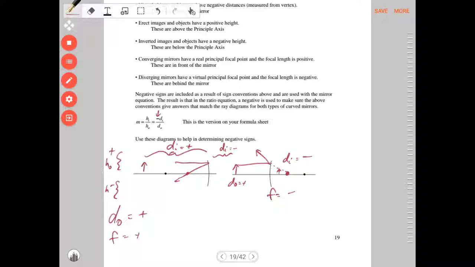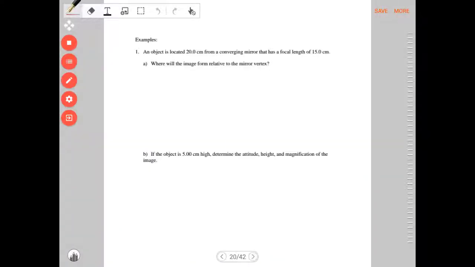In this case, HI, the height of the image, would be positive. The height of the object would be positive too, because remember, up here H is positive, and down here H is negative. Hopefully those pictures help a little bit. Again, we'll do some examples and hopefully it all makes sense. All right, so let's have a look.